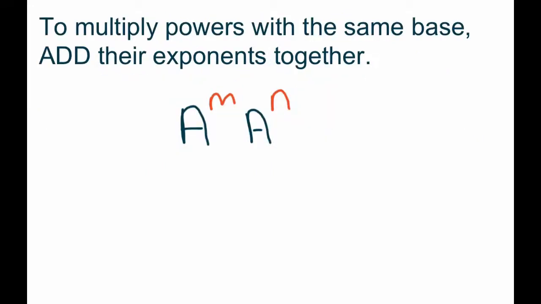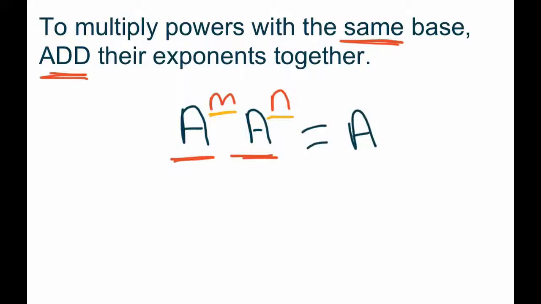To multiply powers with the same base, add their exponents together. Here we see that we have the same base of a, and they each have different powers of m and n. So when these two are multiplied to each other, we would keep the base of a and add the two powers of m and n together, so that our final answer would be a raised to the m plus n power.